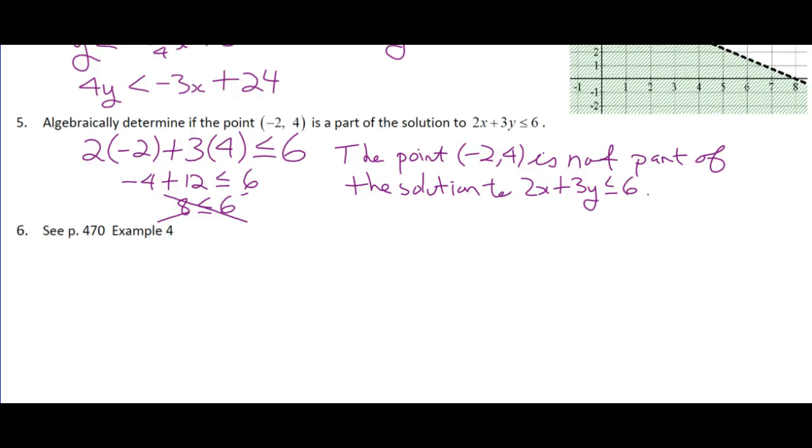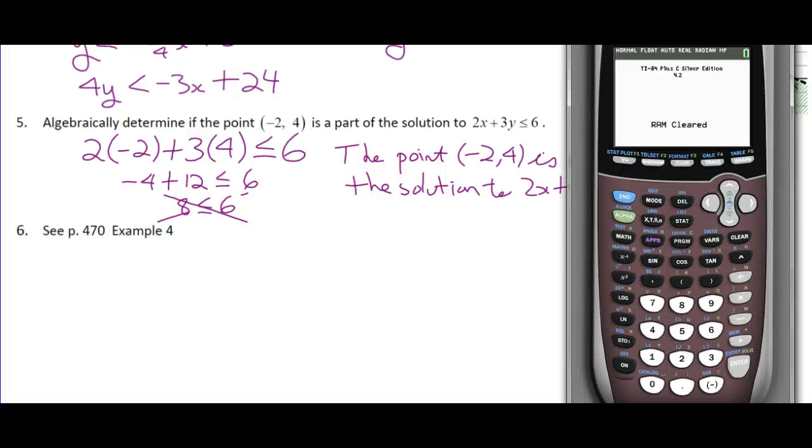See page 470, example 4. Really? We have to do that. So 470, example 4, write and solve an inequality.